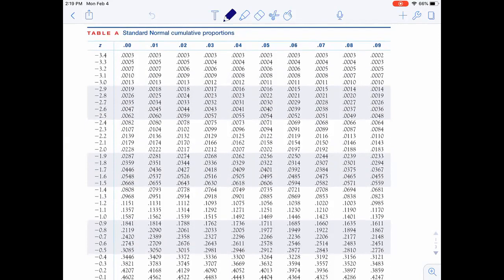Now we can backtrack to find the Z-score that corresponds to this value. From here, you can branch out, and I get a Z of negative 1.75.